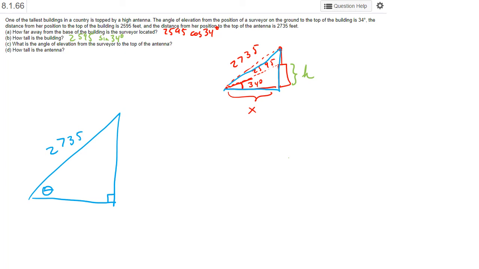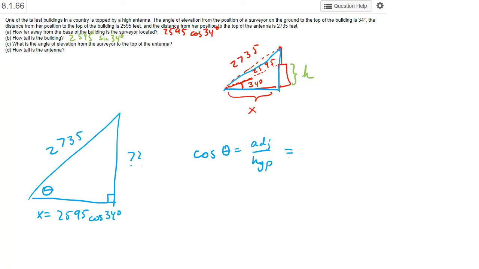I don't know the height of the antenna, so I really don't know what goes here, but I do know how far away I was from the base of the building. This was x, as labeled in that diagram, which is 2,595 times the cosine of 34 degrees. Okay, so which trigonometric function of theta involves these two items? It's cosine. Cosine of theta is adjacent over hypotenuse.